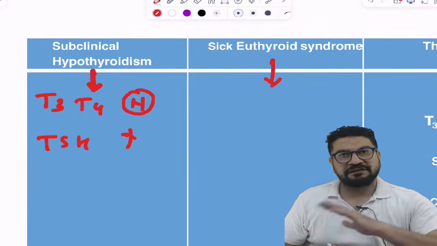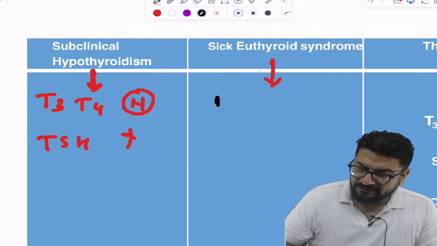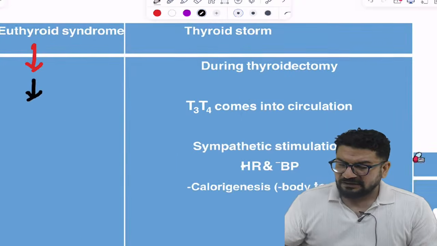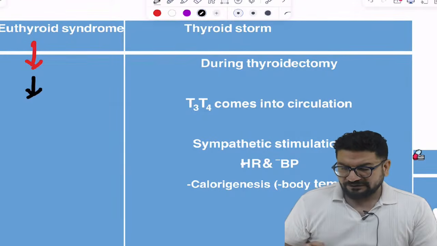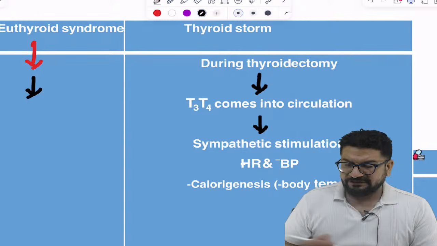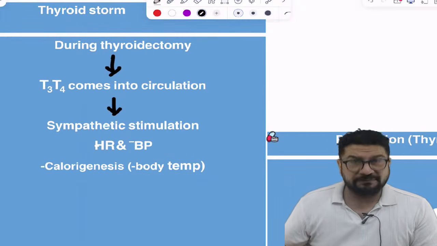Sick euthyroid, here everything will be normal, but sometimes you can see there is more peripheral conversion, so T3 can be low. T3 sometimes can decrease, rest everything will be normal. When thyroid storm occurs during thyroid surgery, T3, T4 come into circulation, so it can increase your sympathetic drive, so heart rate, BP can increase, and there is more calorigenesis, so temperature will increase.